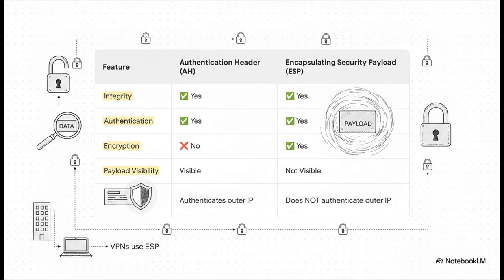And because of that one single fact, ESP is the go-to choice for pretty much every modern use case, especially VPNs where secrecy is the whole point. The only time you might even think about using AH is in some really specific, rare case where the data isn't sensitive at all, but you need absolute proof it wasn't tampered with.